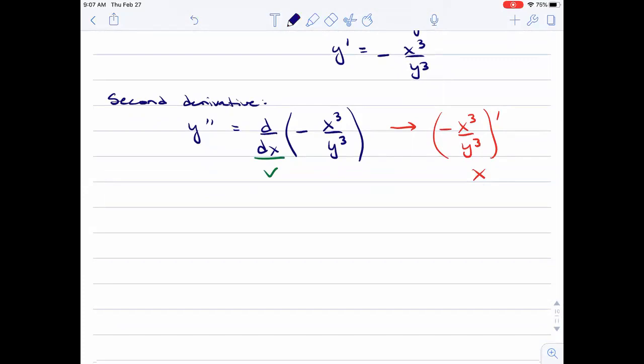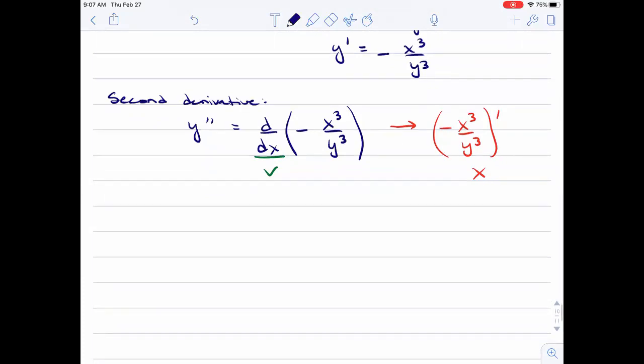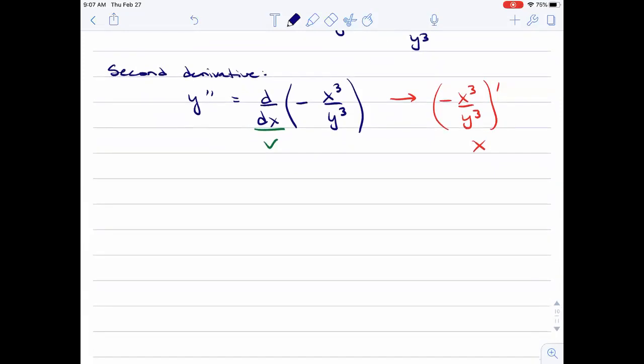So now we've got a quotient rule there, right? I guess you could make it a product rule if you wanted to, and bring the y to the negative 3 up top. But I'm just going to treat it as a quotient rule. And so y double prime is going to be, and don't forget about that negative out front, it's going to be lingering this whole time.